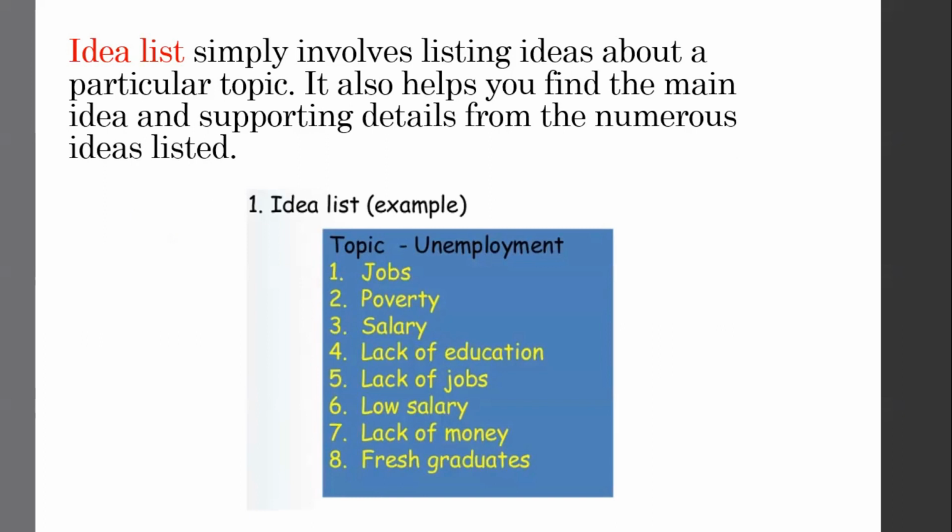So in idea list, you can just list down any ideas that you think are related to the main topic. For example, the topic is unemployment, and you can provide concepts that are connected to it, such as jobs, poverty, salary, lack of education, lack of jobs, low salary, lack of money, fresh graduates. So these things are the subtopics that can be listed down related to unemployment.